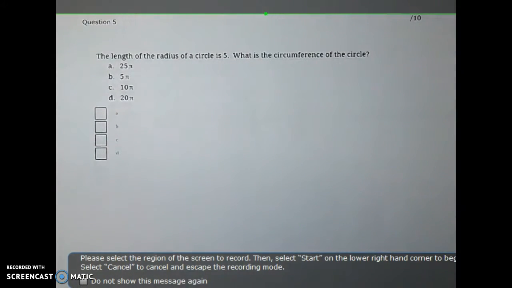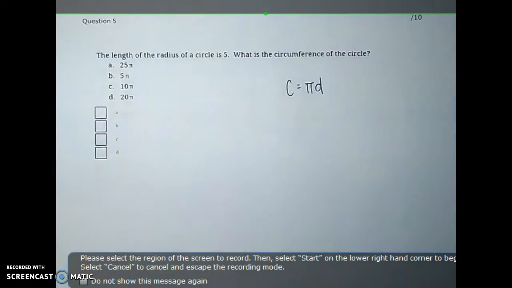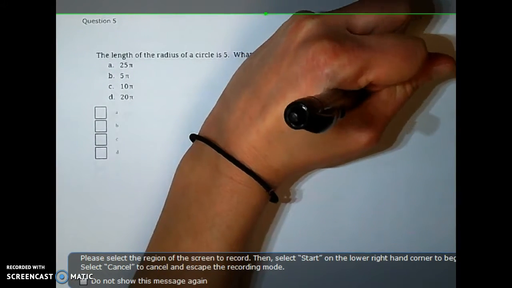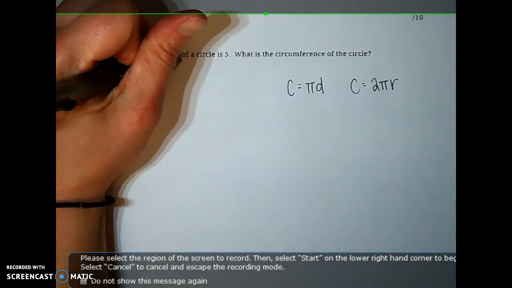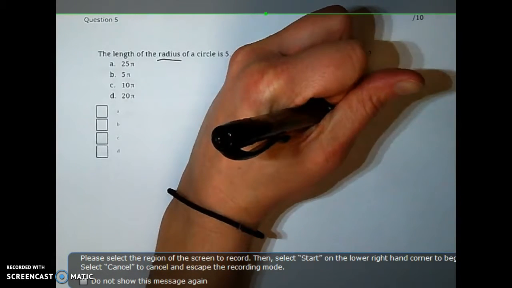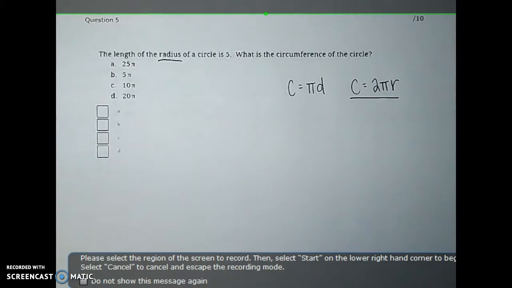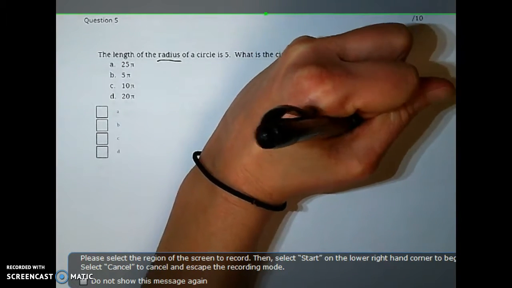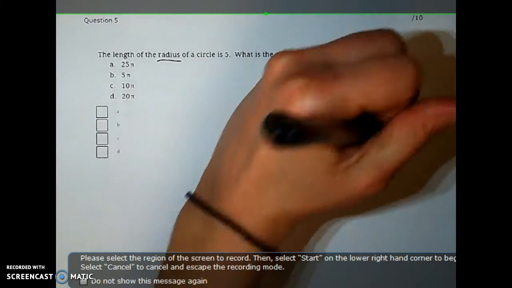Now the next question says, the length of the radius of a circle is 5. What is the circumference of the circle? So we have 2 circumference formulas. Our first one is circumference equals pi times diameter, and the second one is circumference equals 2 pi r. Since we're trying to find the circumference, we know we're going to use one of these 2 formulas, but then notice that they give us the radius. Because they give us the radius, we're going to use our second formula. Now to use this formula, all I have to do is replace r with what the radius is. So we're going to replace r with 5. So circumference is equal to 2 pi r, or 2 pi times 5, sorry.